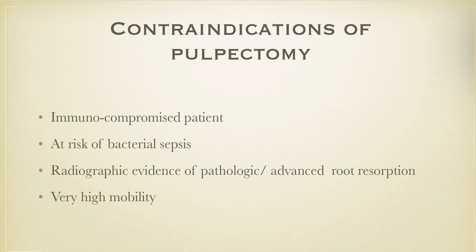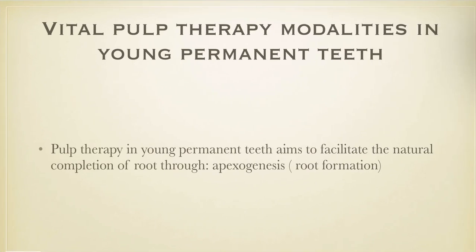So the contraindications of pulpectomy, again: immunocompromised patients, risk of bacterial sepsis. If the X-ray indicates a pathological advanced root resorption and a very high mobility, it is then contraindicated to do a pulpectomy.